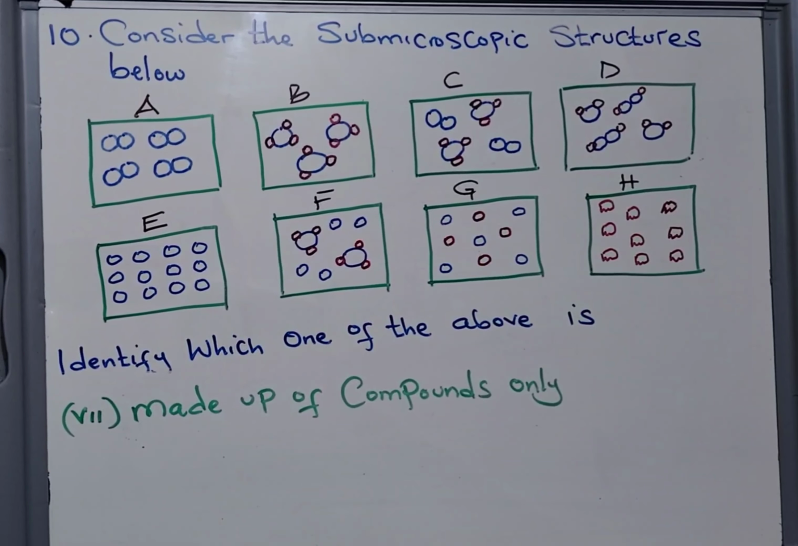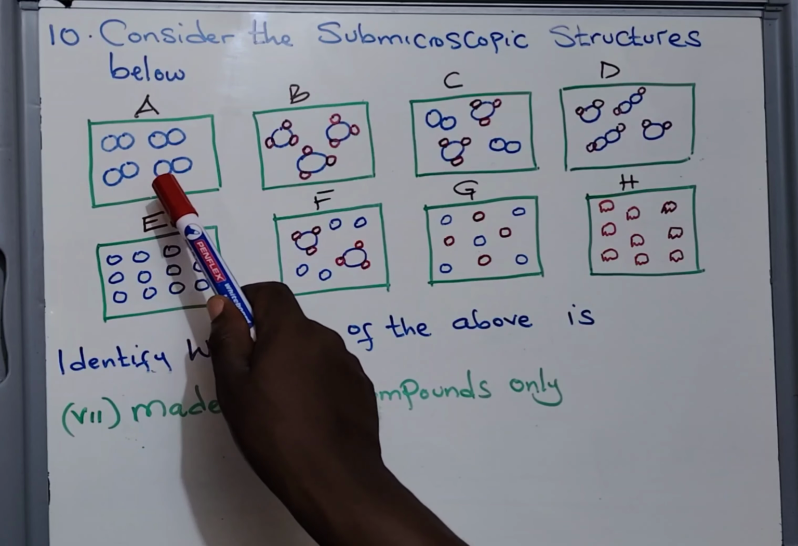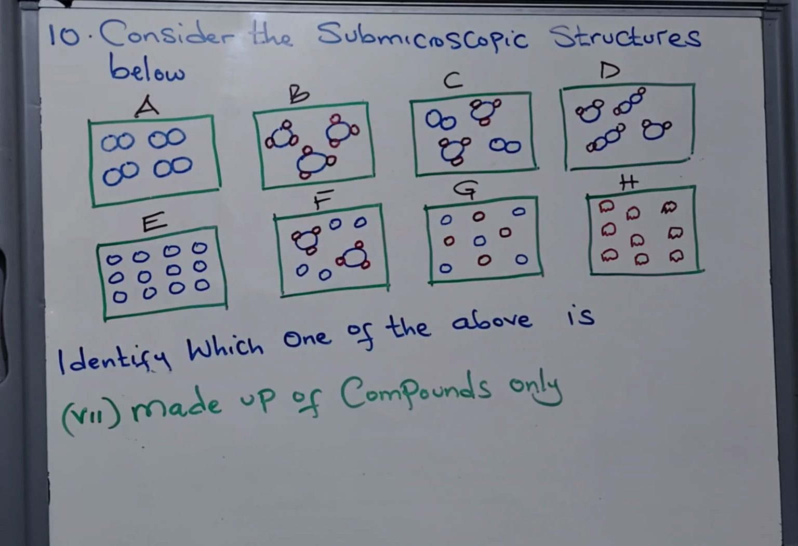Yeah, then comes this question. It says that identify which one of the above is made up of compounds only. You have to know that a compound is made up of 2 or more atoms of different elements clustered together. So we're expecting at least 2 different elements in a compound. This one is not a compound, but B is.